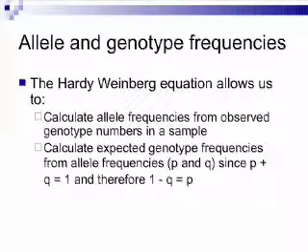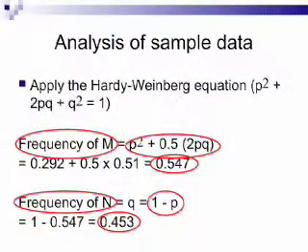If we apply the Hardy-Weinberg equation, p squared plus 2pq plus q squared equals 1, we can calculate the allele frequencies. P equals 1 minus q, where p represents the frequency of the M allele and q represents the frequency of the N allele. So the frequency of M is p squared plus 1/2 2pq, which equals 0.547, and the frequency of the N allele is 1 minus p, which equals 0.453.